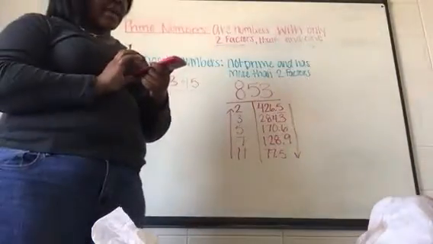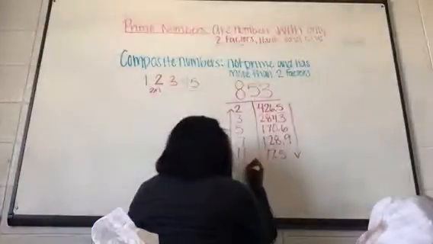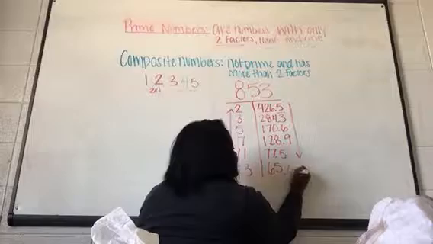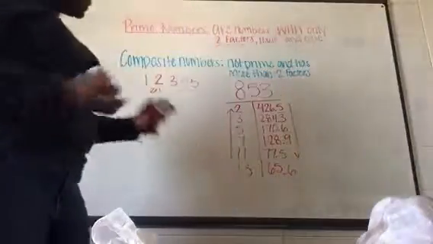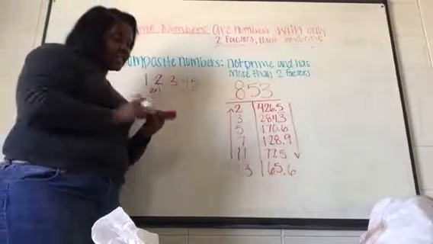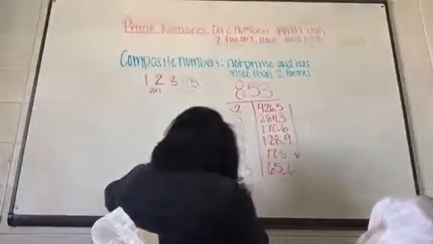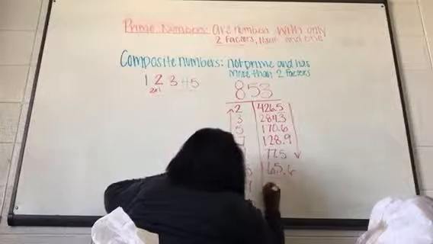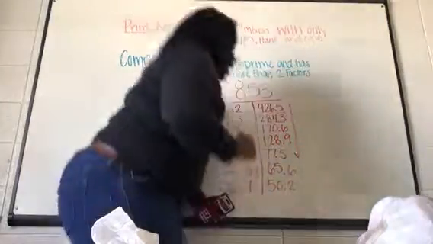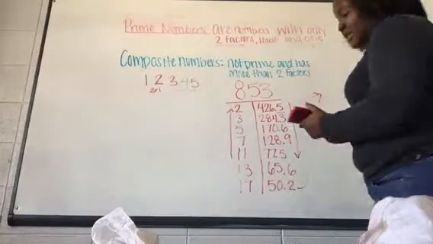And the next prime number is 13, and that is 65.6. Now let's see if you can still see. So 853 divided by not 14, not 15, not 16, but 17 is 50.2. So we're going to move this over here because I ran out of space.